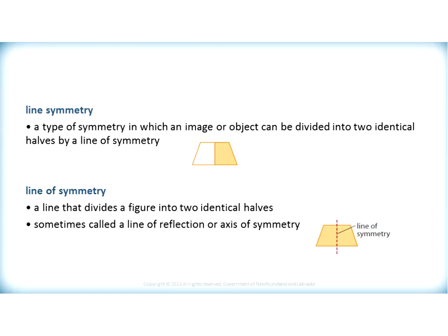And a line of symmetry is a line that divides a figure into two identical halves. Sometimes it's called a line of reflection because it looks like we're looking at a reflection through the line. Or sometimes it's referred to as an axis of symmetry, because we often refer to lines as axes in math. So basically, line symmetry is any time we can look at a mirror image of an object.